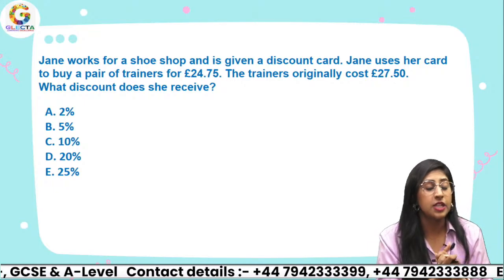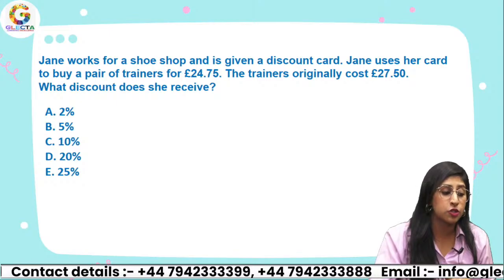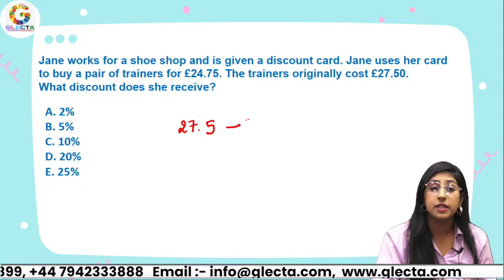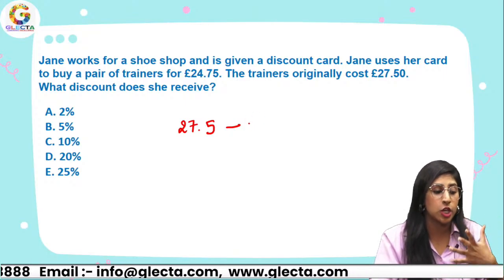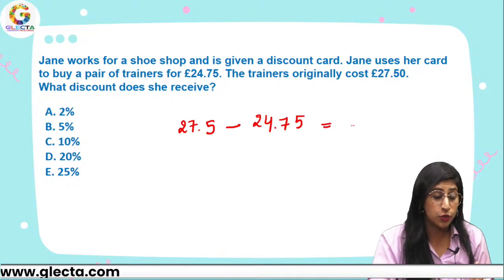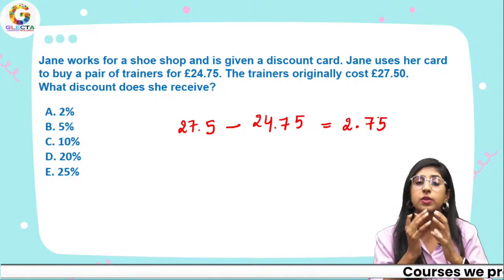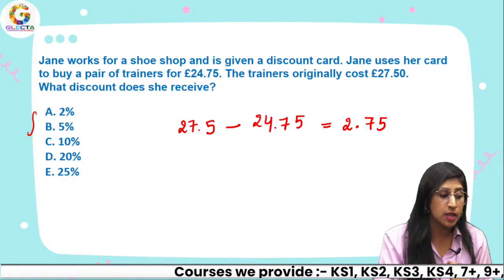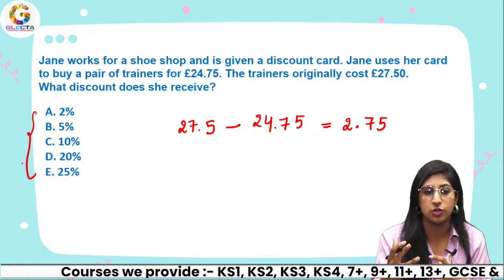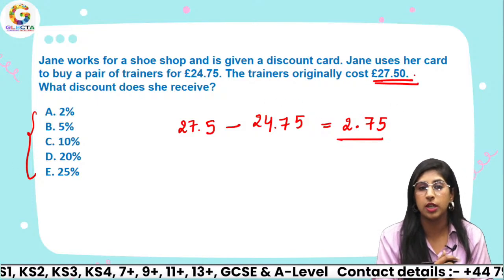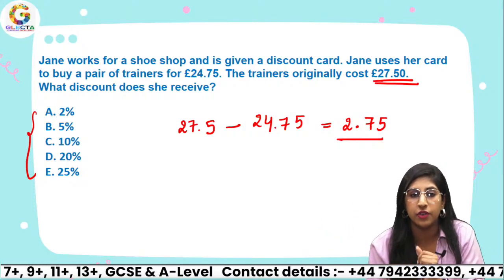Okay. So now, coming back to my question, the original price, that is £27.5, take away the price that was actually paid, £24.75. When you solve it, you'll be getting the answer as 2.75. That means there was a discount of 2.75, but if you see your options, the answer is given in percentages, right? So 2.75, compare it with the original number, 27.5, right?